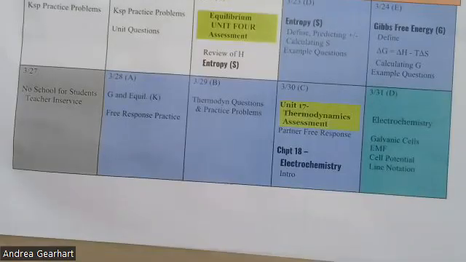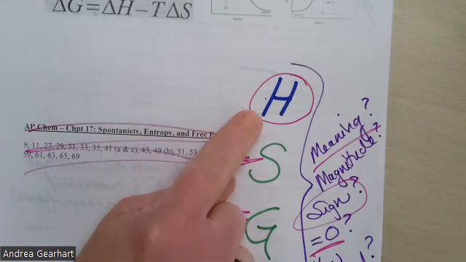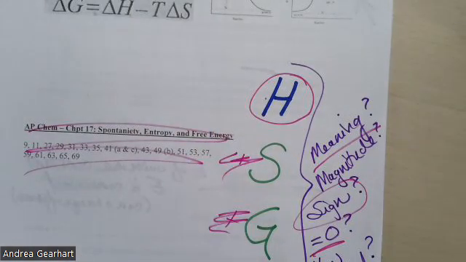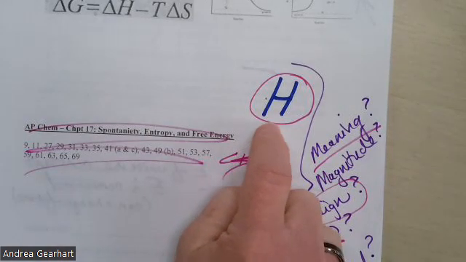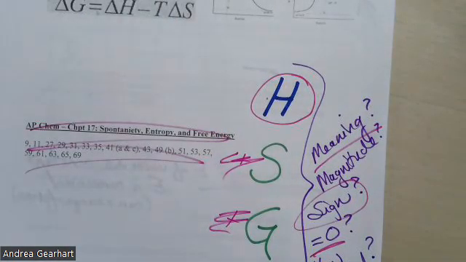So, H. Any questions about what H represents? What does it mean if it's positive H, negative H? We talked about the different ways that we can find it, which we learned in Unit 6.